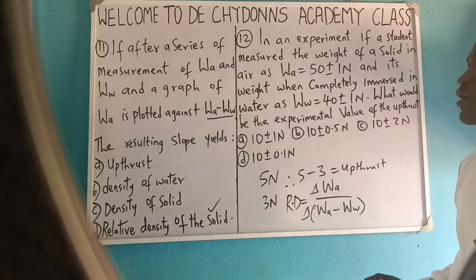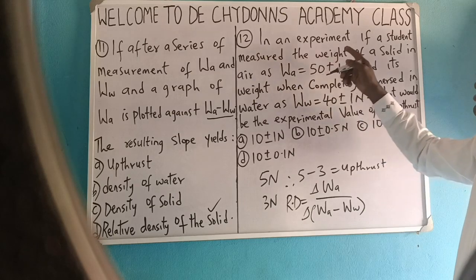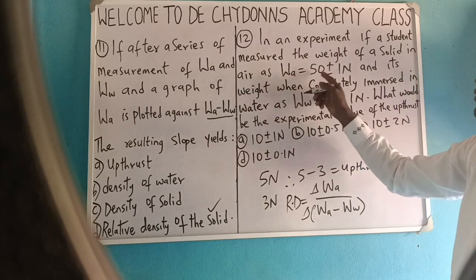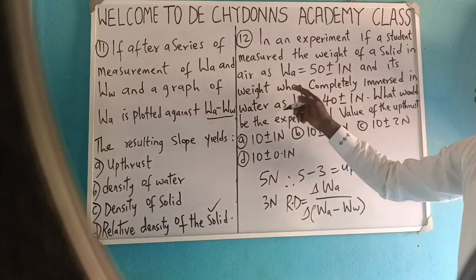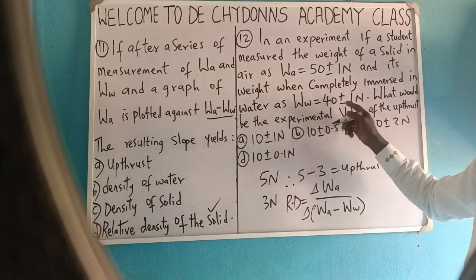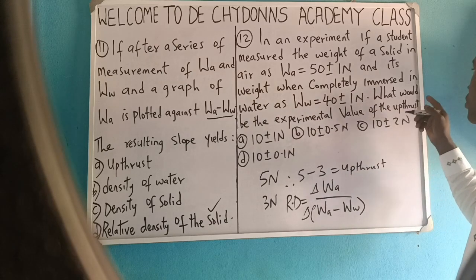Come to question 12. In an experiment, if a student measured the weight of a solid in air as weight in air equal to 50 plus or minus 1 Newton, and its weight when completely immersed in water as W equal to 40 plus or minus 1 Newton. What will be the experimental value of the upthrust?